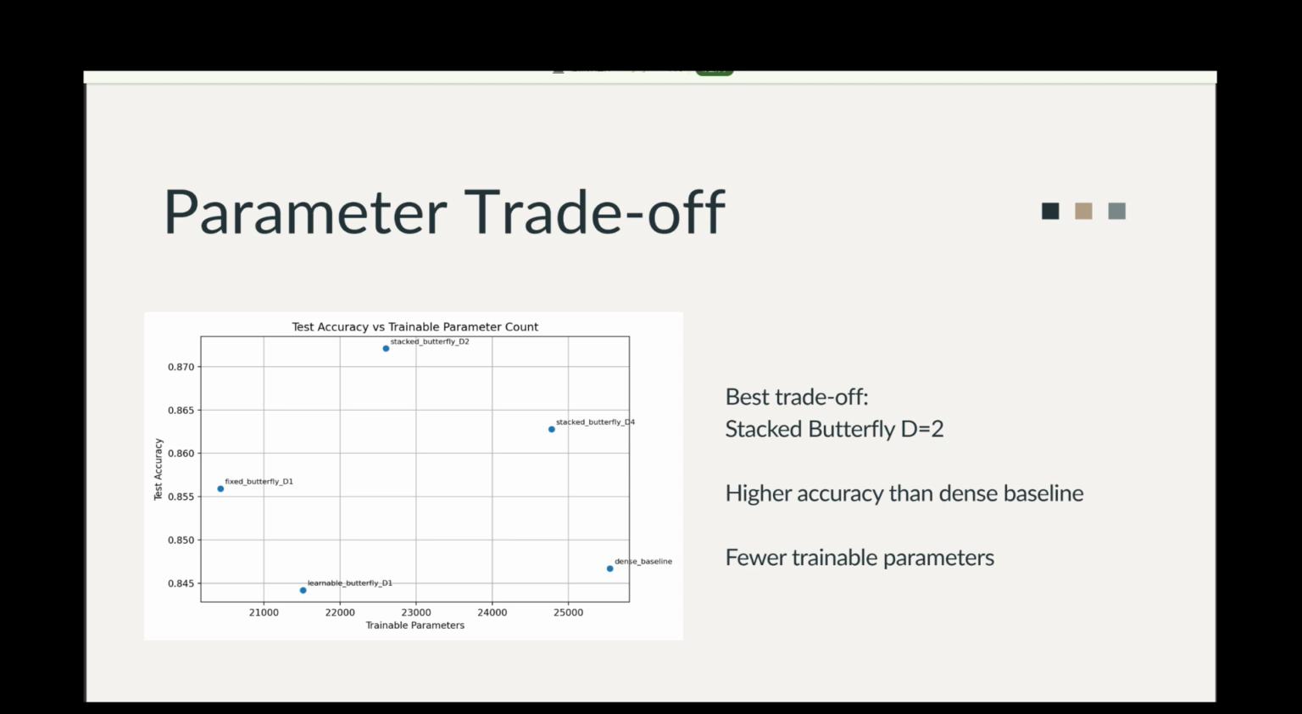This shows that butterfly mix can be a good replacement for dense one-by-one convolution on Fashion-MNIST. However, d equals 4 uses more parameters and takes much longer to train, but it doesn't outperform d equals 2. So the best trade-off in my experiment is d equals 2. Next page.